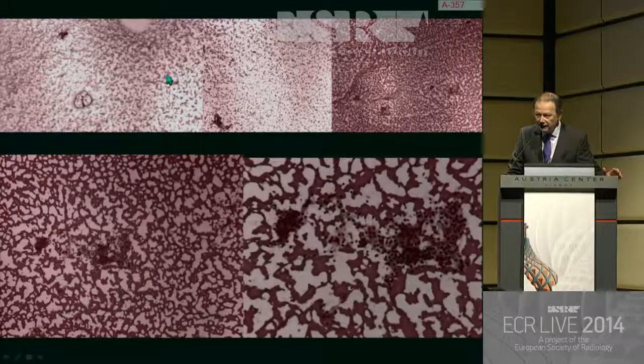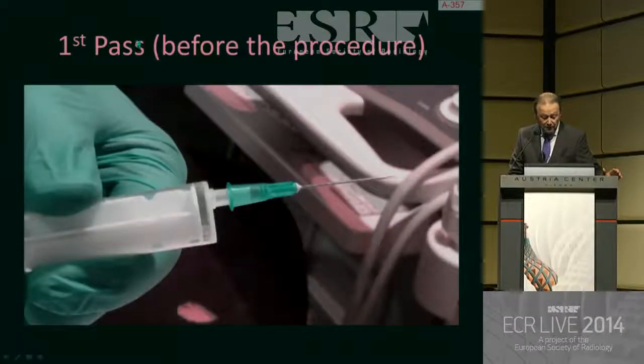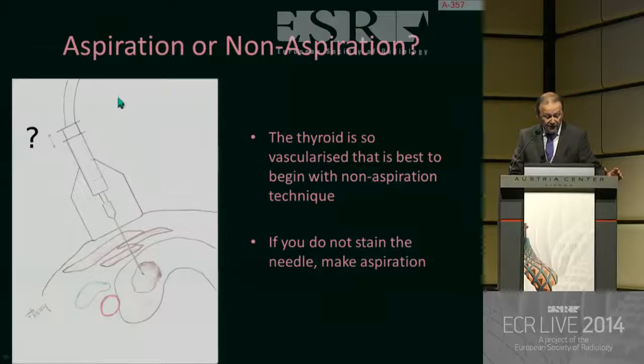For cytological analysis, the pathologist will need at least 6 groups of cells with at least 9 cells in each group, in different specimens. Before the first pass, I put the syringe in this position. When I do the procedure, I don't take out the needle before putting the specimen on the glass. Aspiration or non-aspiration: the thyroid is so vascularized that it's best to begin with a non-aspiration technique. And in the same procedure, if you don't stain the needle, make aspiration.